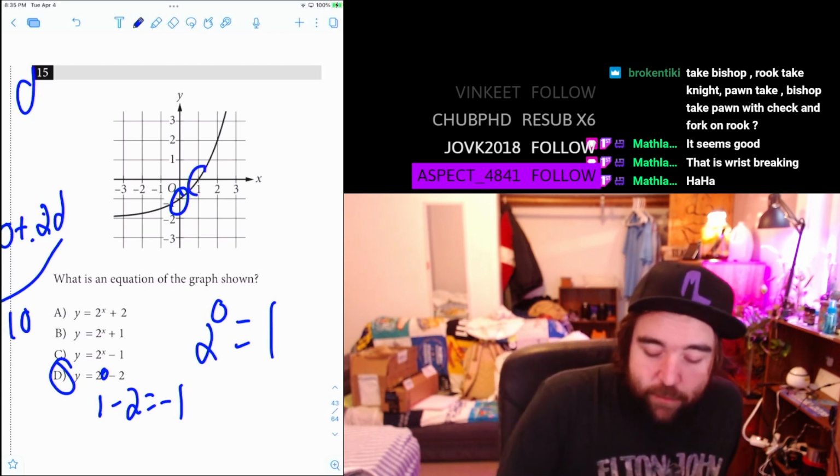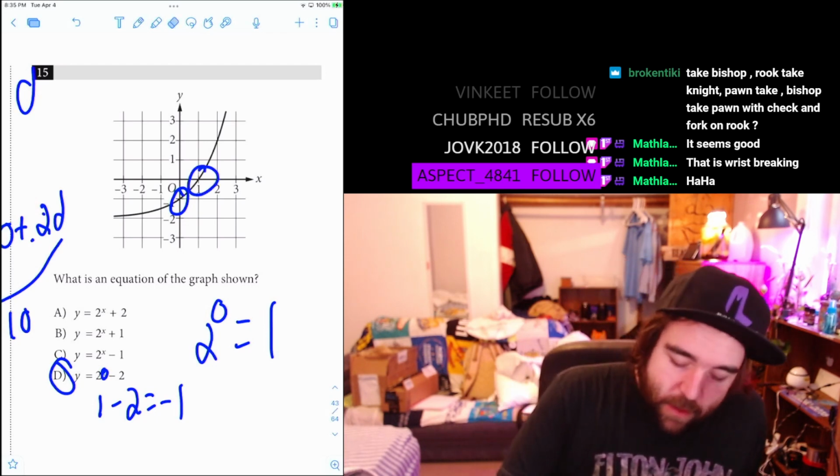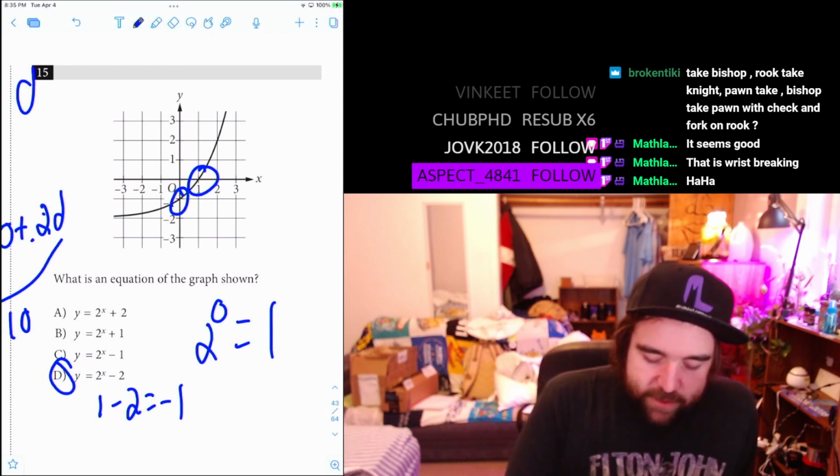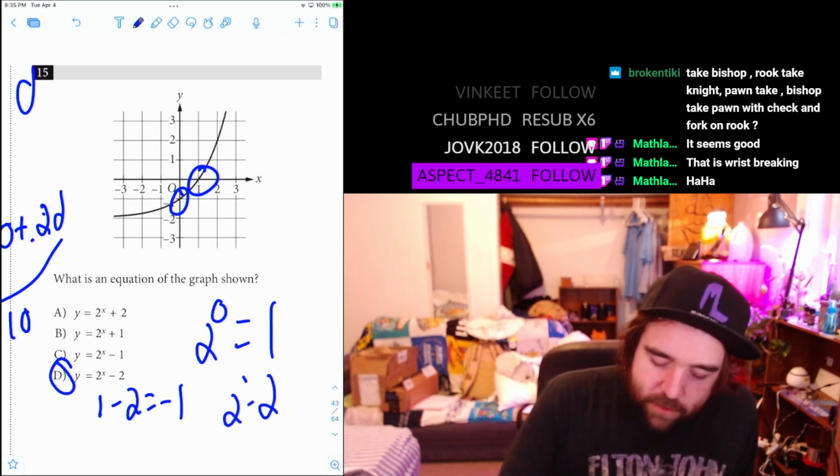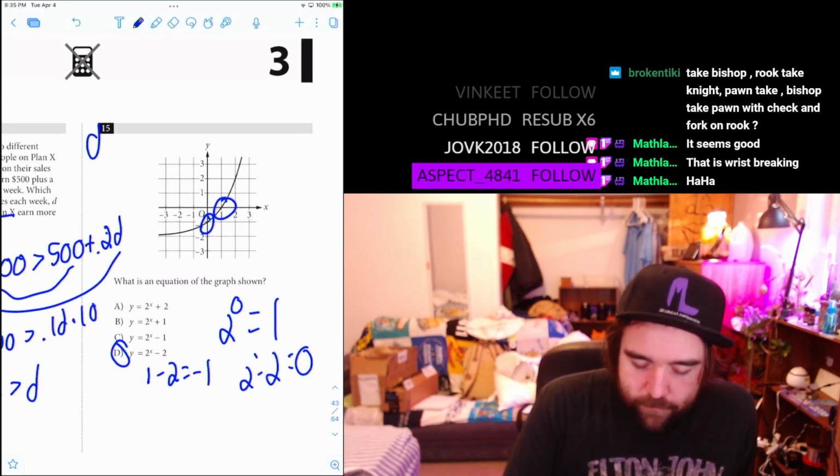Alternatively, you could say when you plug in 1, you have to get 0. And again, you could look at the answer choice D and say 2 to the 1 minus 2 is indeed 0.